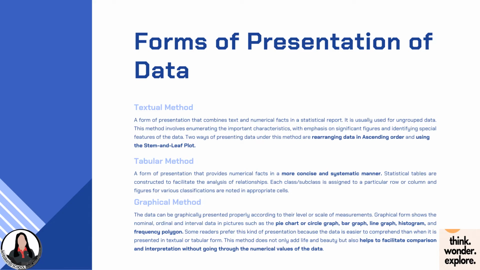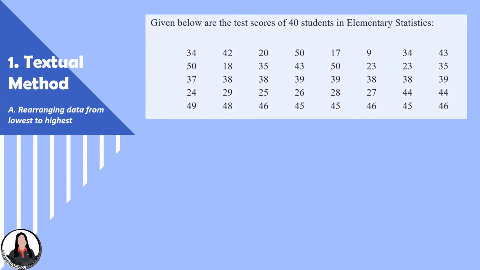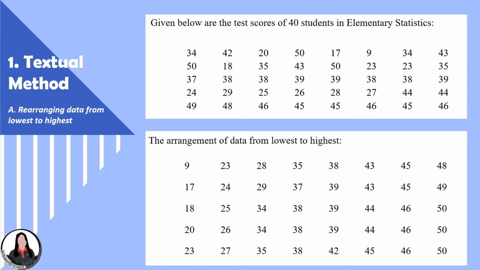So una, let's proceed with the textual method. In the textual method, we can use rearranging data from the lowest to the highest score. So dito, one example given below are the test scores of 40 students in elementary statistics. Okay? So, using the rearranging data from lowest to highest, i-arrange lang natin siya mula sa pinakamababang score hanggang sa pinakamataas na score. And from this simple arrangement, we can infer that the lowest score is 9, and then 3 students were able to get 50, and the most frequent score is 38, right?